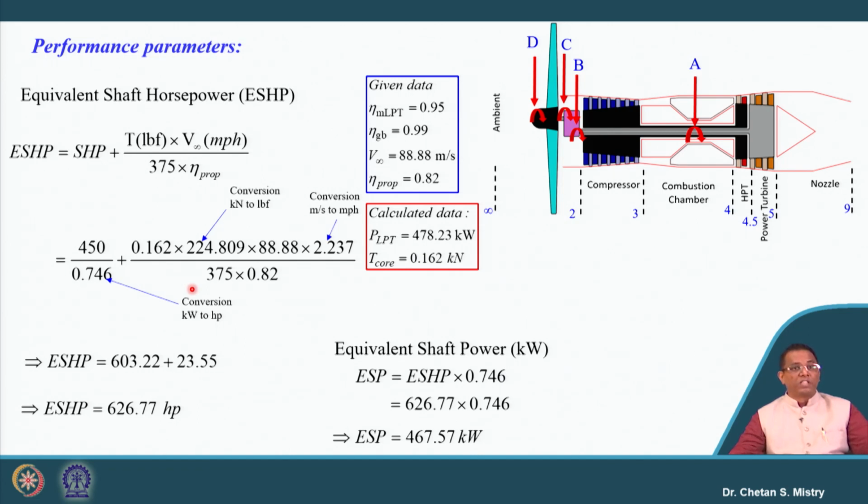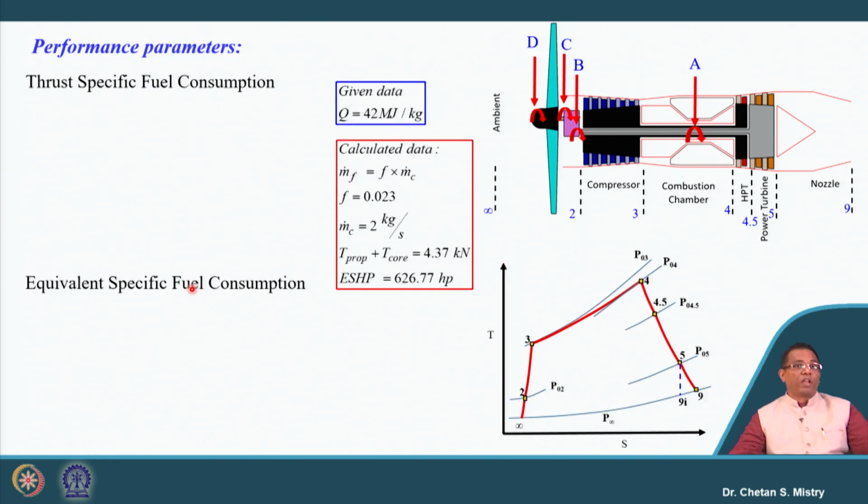Now this is what is equivalent shaft horsepower. Now let's look at the next parameter. Here we know when we are having, say, a turboprop engine or turboshaft engine, we are calculating the specific fuel consumption. This specific fuel consumption we are putting as equivalent specific fuel consumption.